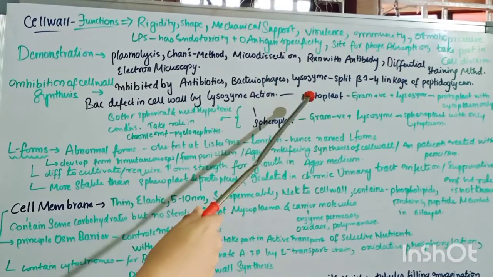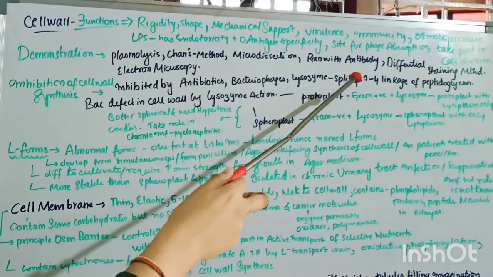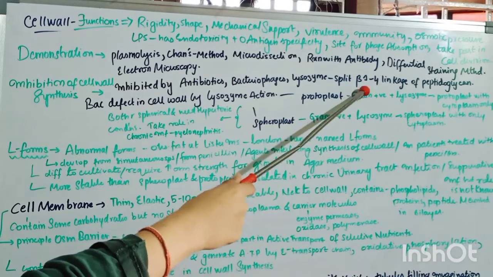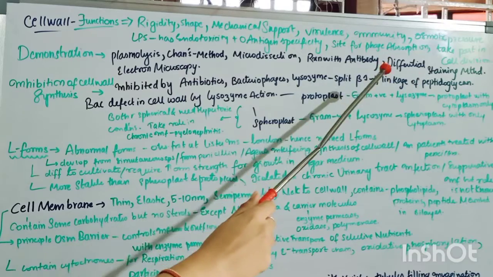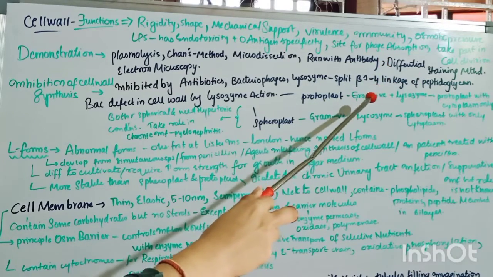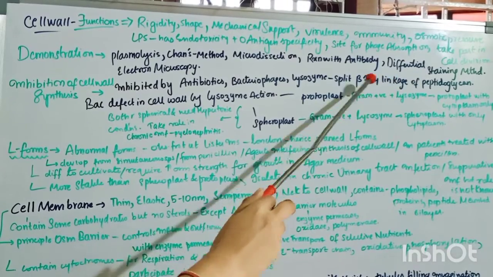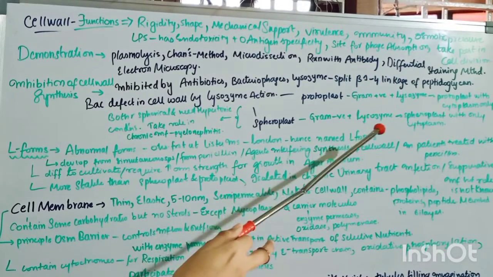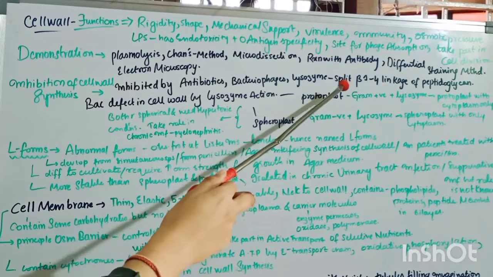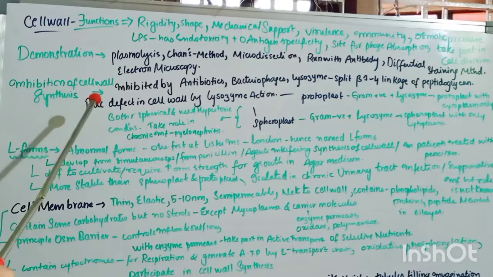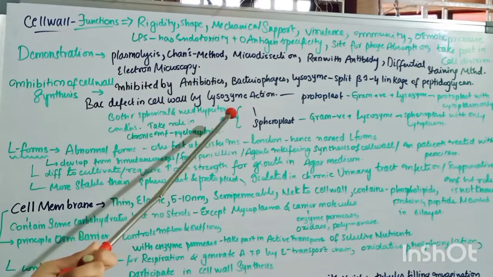And lysozyme action is that it splits the beta 1,4 linkage of peptidoglycan. So what is this beta 1,4 linkage? We have already studied that it links N-acetylmuramic acid with N-acetyl glucosamine. So if it splits, the peptidoglycan is not thick and the cell wall is destroyed. And one more thing, the bacterial defect in the cell wall is caused by lysozyme action.